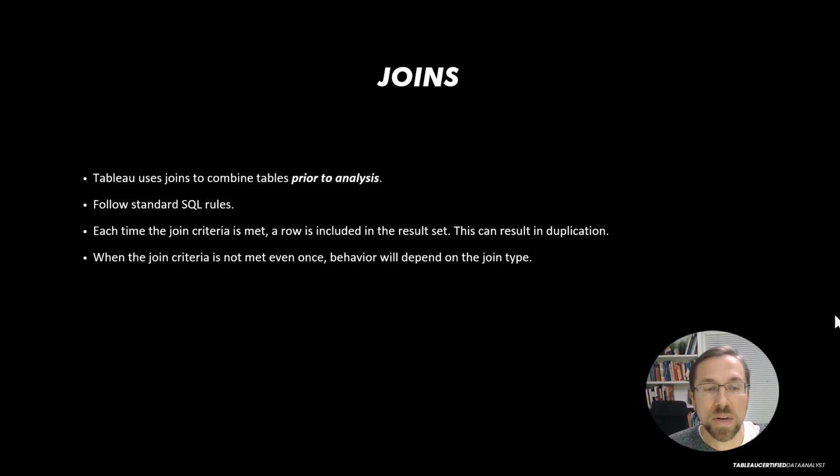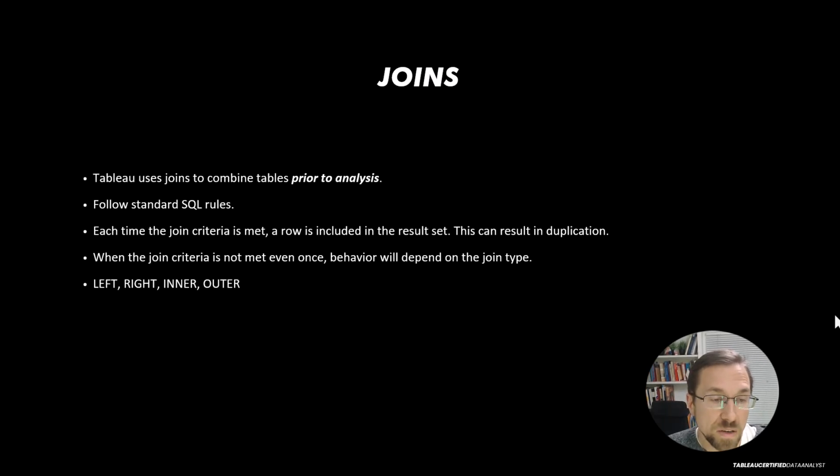The next thing to note is that when the join criteria is not met even once, the behavior depends on the join type. And so you have inner, outer, left, and right joins, and those all do different things when the join criteria isn't met. And so we will cover more about left, right, inner, and outer joins later on. But basically the idea is with a left join, we're always keeping data from the left table, even if the join criteria isn't met, but we're only including data from the right table when the join criteria is met.